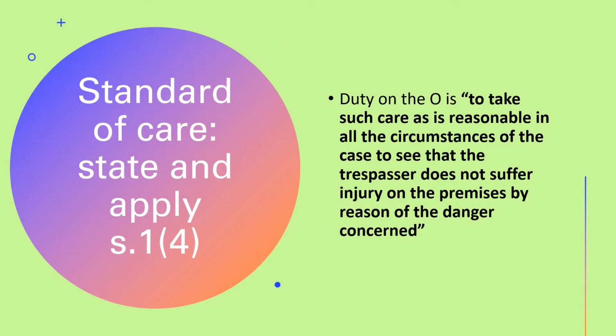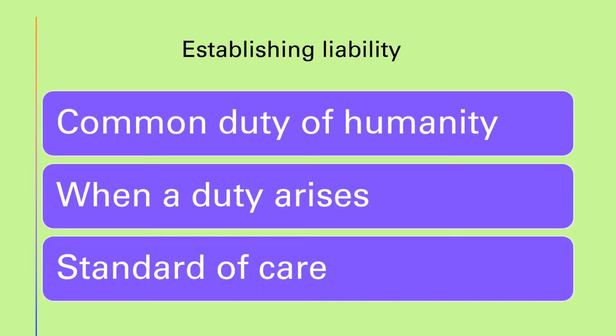And this is set out in section 1.4 of the Act. It places a duty on the occupier to take such care as is reasonable in the circumstances of the case, to see that the trespasser does not suffer injury on the premises by reason of the danger concerned. So really, that's an amalgamation of the previous subsections. We need to take reasonable care to make sure the premises is safe, and therefore no injury is suffered.